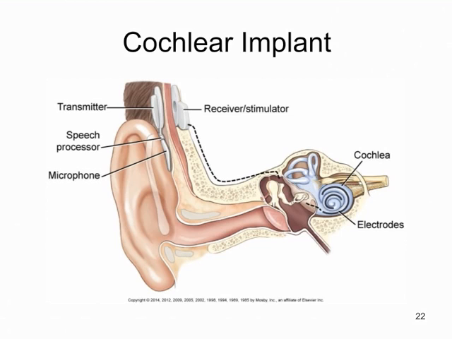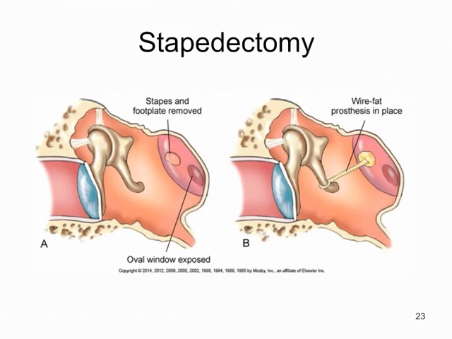This cartoon demonstrates what a stapedectomy would be. Again, usually used to treat otosclerosis, where the stapes is hardened. In the picture on the left, you can see the stapes has already been removed. You would take that out, and then in the picture on the right, you come up with some kind of prosthesis. In this case, it's a combination of a wire and some fat. And you can restore hearing in this way because now the ossicles will vibrate as they should.